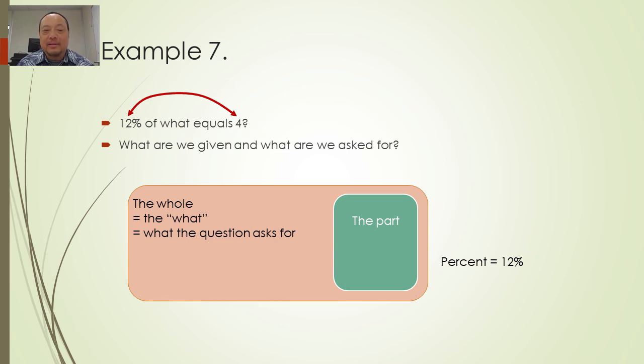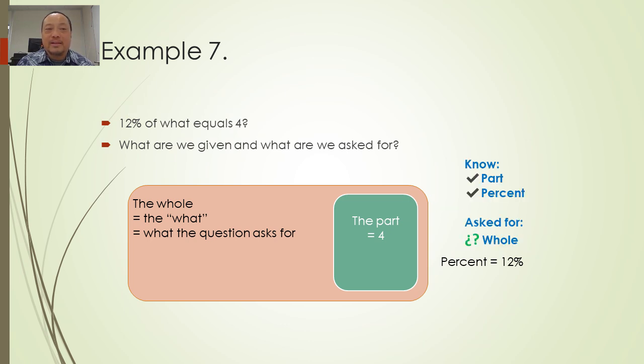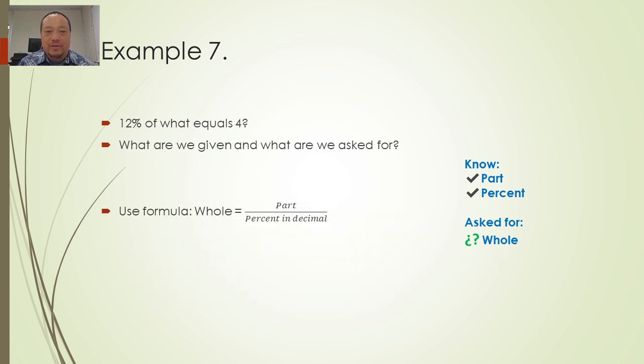And we're told that 12% equals 4, meaning the part equals 4. We know the part and the percent. The question asks for the whole. Use this formula. It has the part and percent on the right. Whole equals part divided by percent in decimal. Plug in the numbers. Whole equals 4 divided by 12%. 12% in decimal form is 0.12. Divide it out, we get 33.333 repeating, which we round to 33.3. Final answer. Are we all good?